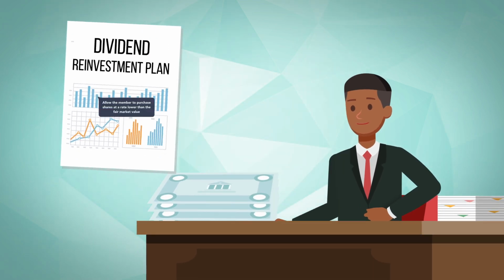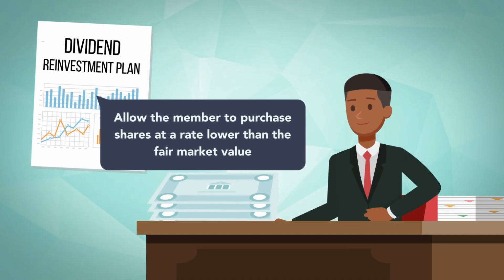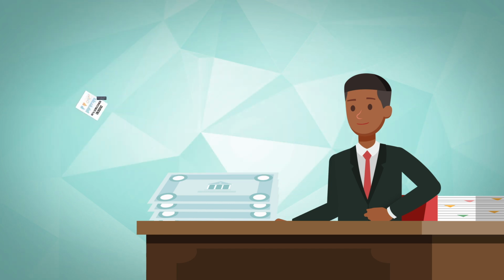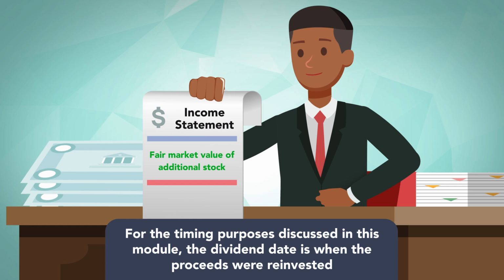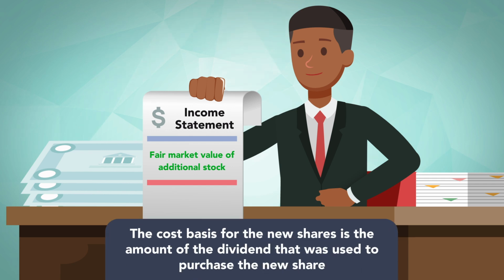Some dividend reinvestment plans allow the member to purchase shares at a lower rate than the fair market value. If that is the case, the purchaser must report the fair market value of the additional stock as dividend income. For the timing purposes discussed in this module, the dividend date is when the proceeds were reinvested, and the cost basis for the new shares is the amount of the dividend that was used to purchase the new shares.